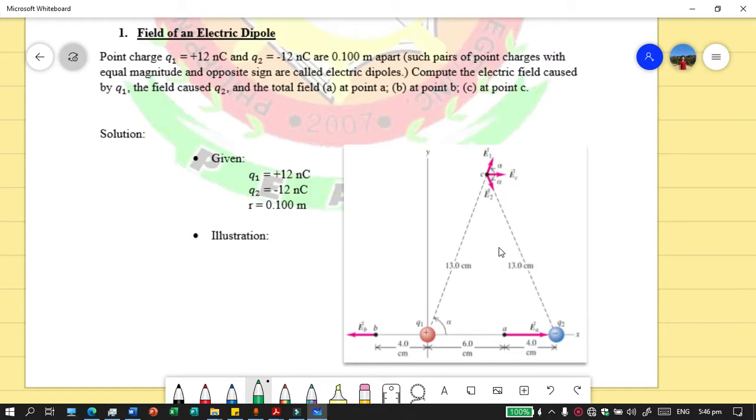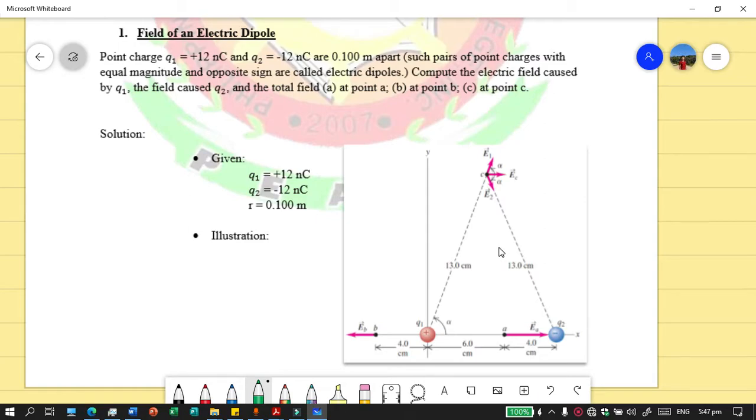So in this video, we're gonna be answering an example for field of an electric dipole. Pag sinabi nating dipole, this basically means na meron tayong dalawang charges na merong equal magnitude pero magkaiba sila ng signs or opposite sila ng signs. Ang isa is positive, the other one is negative. But in terms of magnitude, they are the same and they are separated by a distance.